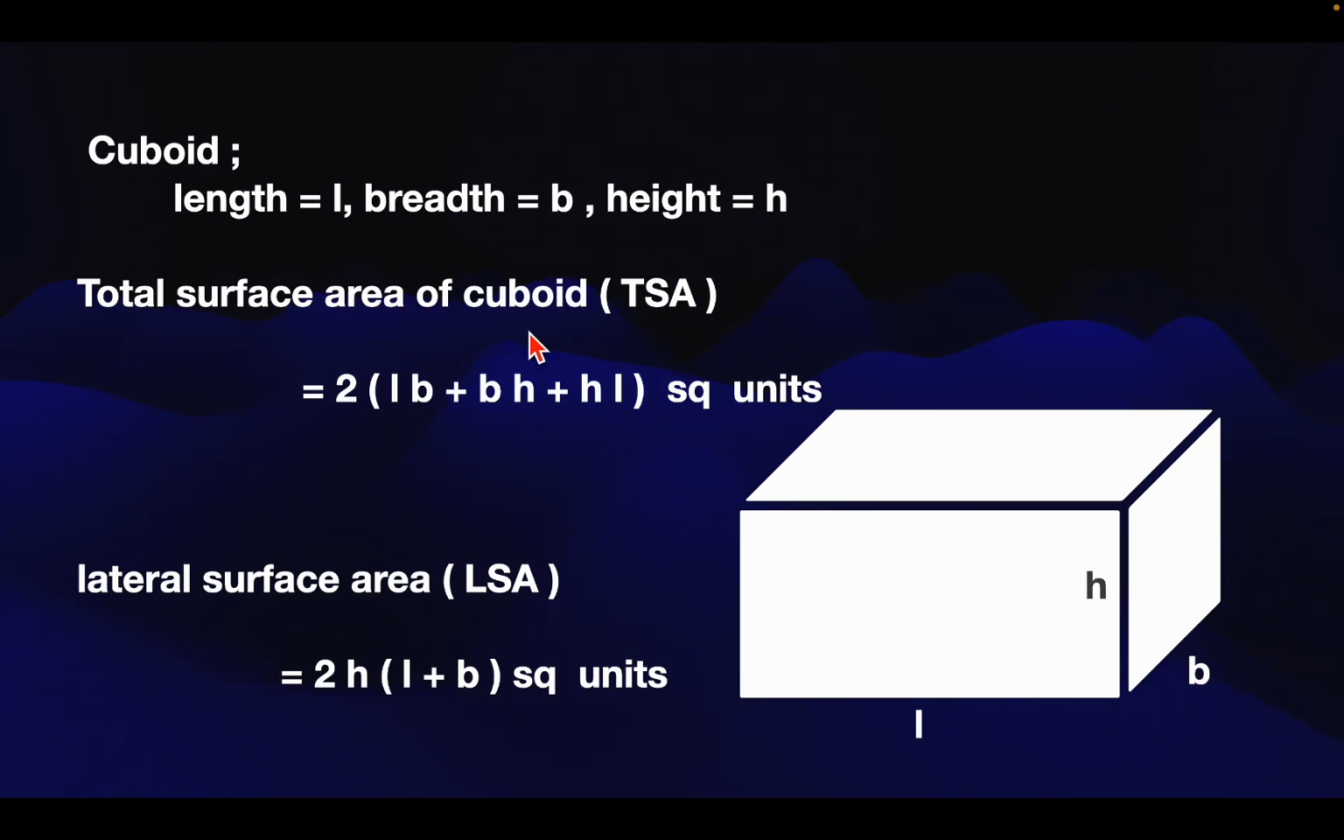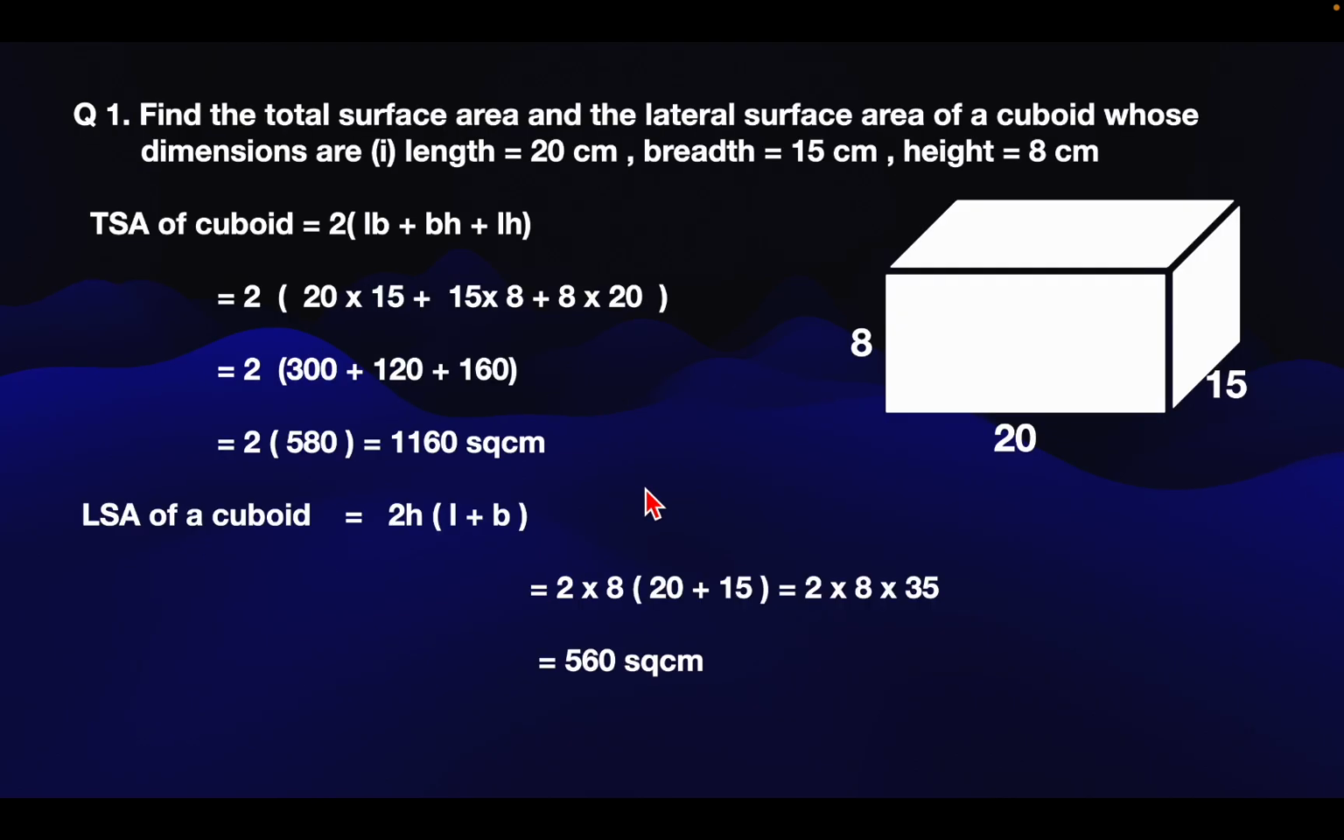Here the TSA, the total surface area, is equal to 2 into bracket LB plus BH plus HL, close the bracket, square units, and lateral surface area LSA is equal to 2H into bracket L plus B, close the bracket, square units. So these are the two formulas for cuboid, and for cube also we have two formulas. Please memorize these formulas thoroughly.